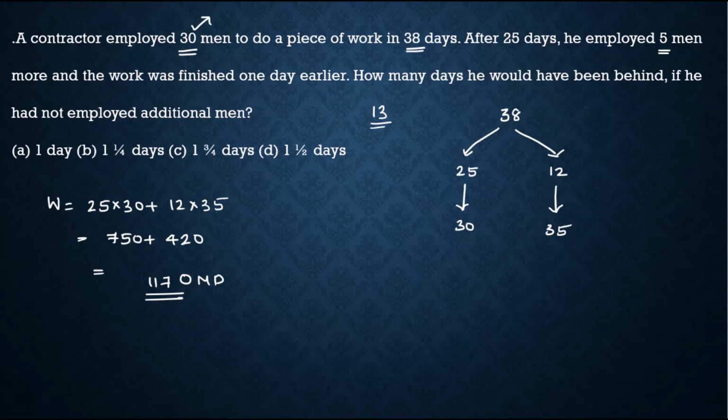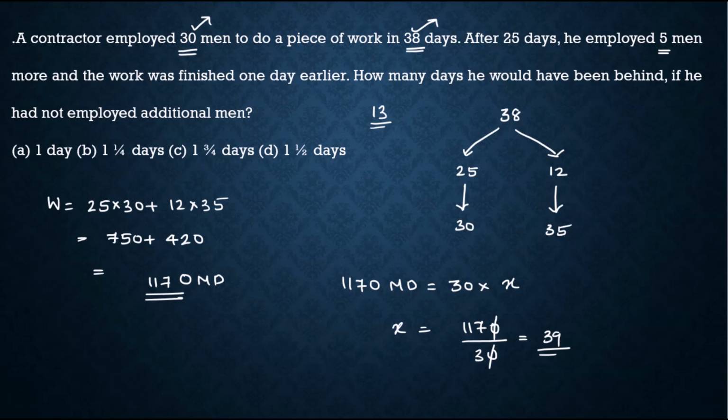If he had done this work using only 30 men, if he tried to finish this work using 30 men alone, how many days would it take? How can we calculate? The work is 1170 man days equal to number of men 30 into number of days, let it be x. Therefore, x equals 117 divided by 30, cancelled. 117 divided by 3. 120 divided by 3 is 40, so 117 divided by 3 is going to be 39. So he will take 39 days.